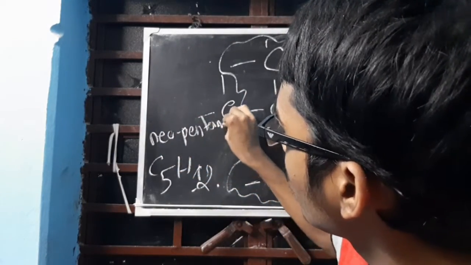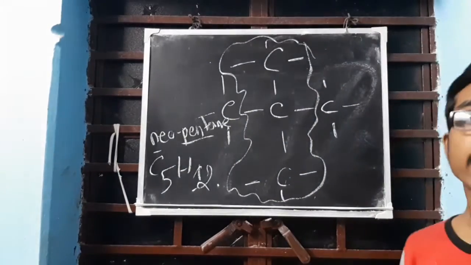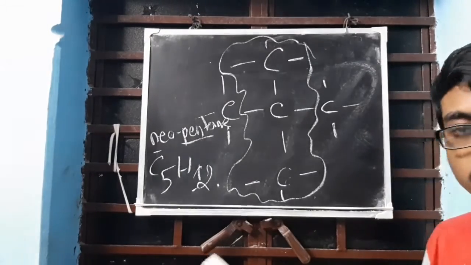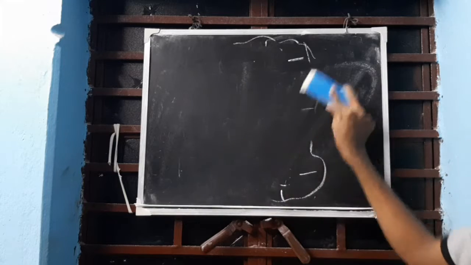Whenever you find 2 carbons hanging, it's neo. If 1 carbon is hanging, it's iso. Clear? If you can remember iso, the other one is neo. Because normal has only a straight chain. Okay. So these are the basic isomers that you need to remember.